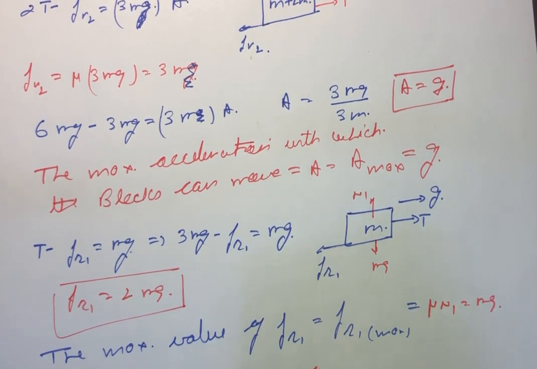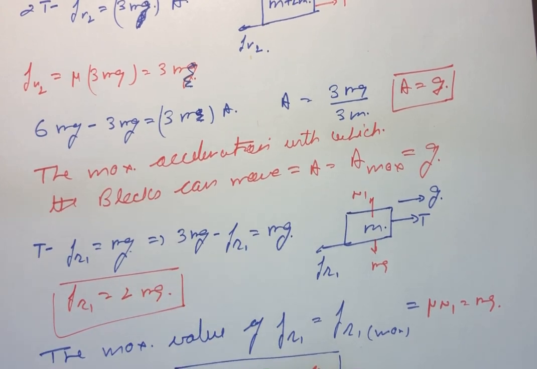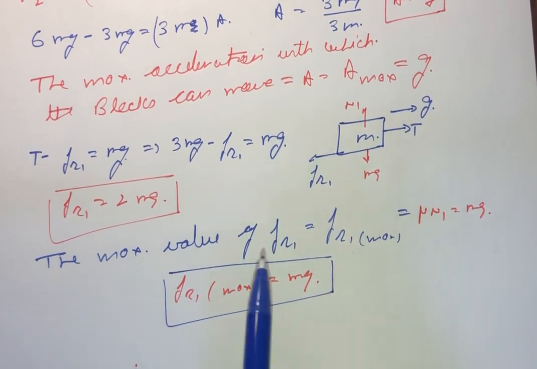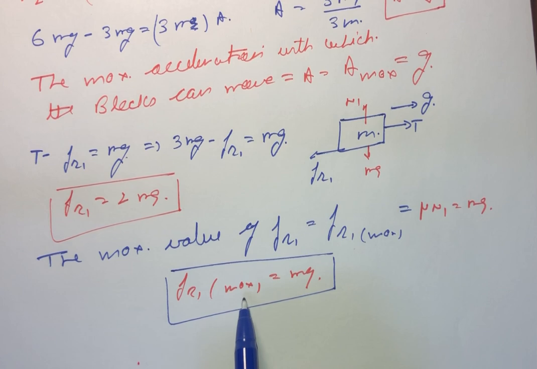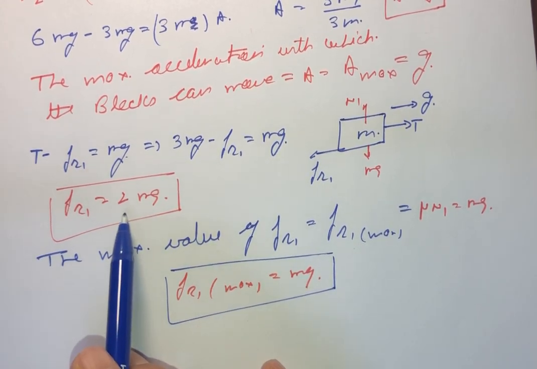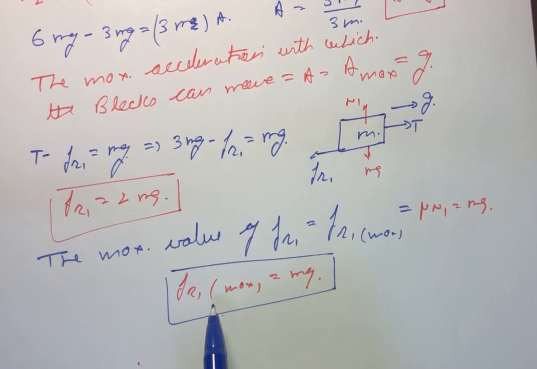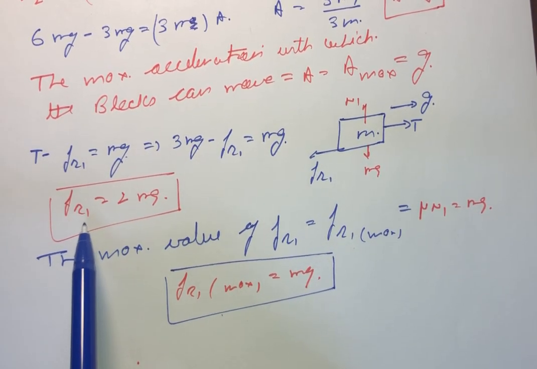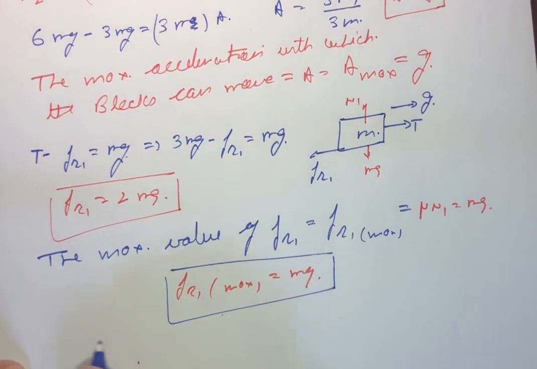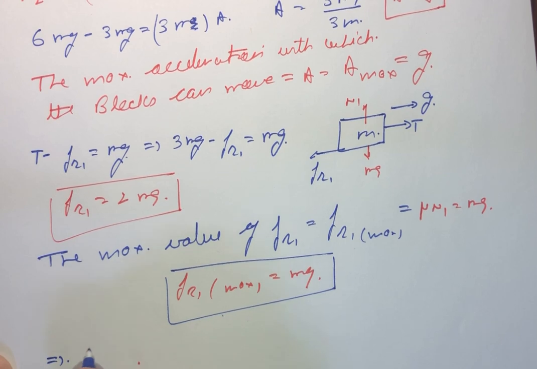So we will make a comparison between the maximum available and required value of the friction. So this is our maximum value of the friction that is available, and this is the required value. We can clearly see that maximum value of the friction is less than the required value.